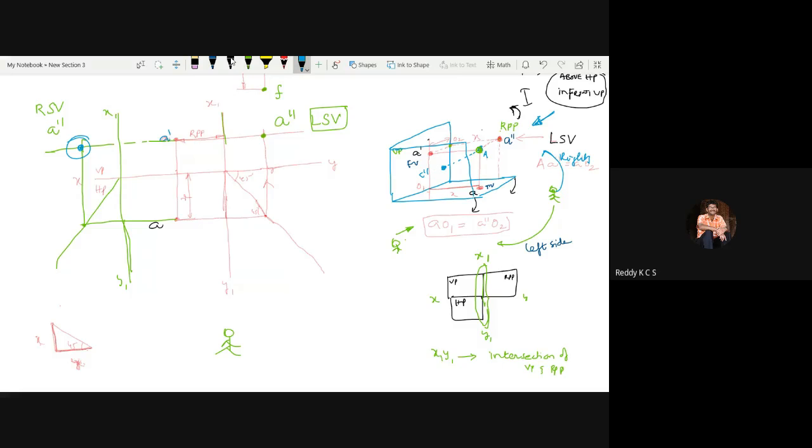A similar procedure applies for the left side view. In similar fashion, x1, y1 will come to this side now. So these will all be removed now, for example, this will be removed. So that's it. This is how we are going to draw the right side view.